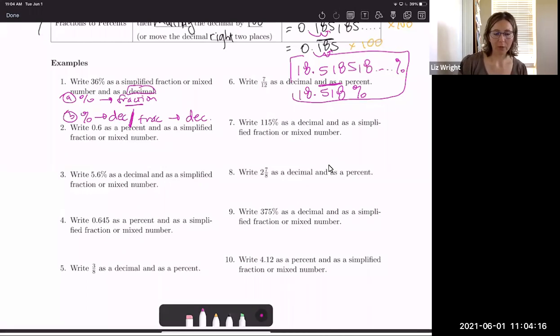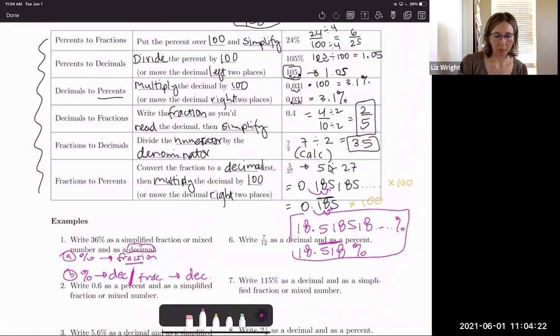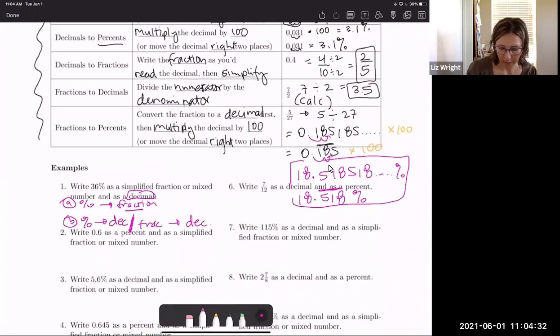So for the first one, we're taking that 36% and we're writing it as a fraction. So you might come back up here and say, all right, where's the one that goes from percent to fraction? Right here. Here's percent to fraction. So I put the percent over 100 and I simplify. All right, that seems easy enough. Let's try that. So we're going to do 36% and we're going to put it over 100. And now we should simplify.